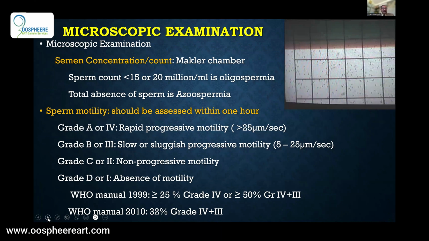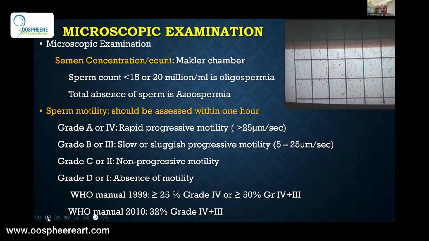So as per the recent guidelines or WHO manual, they have now come up with 3 or 4 manuals, but I think we still follow the 2010 manual, which says that 32% should be your progressive motile sperms. Okay, that's very important. There is something called total motility, that is total motile sperms, and that also includes grade 2, that is non-progressive motile sperm. So in terms of assessment of motility, this is very important: grade 4 plus grade 3 should be at least 32%.